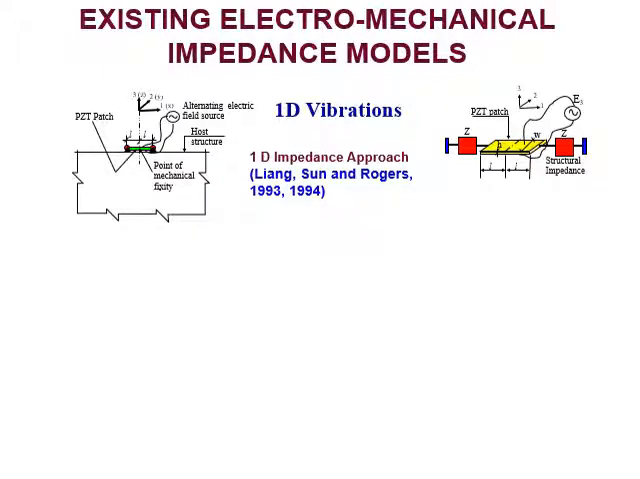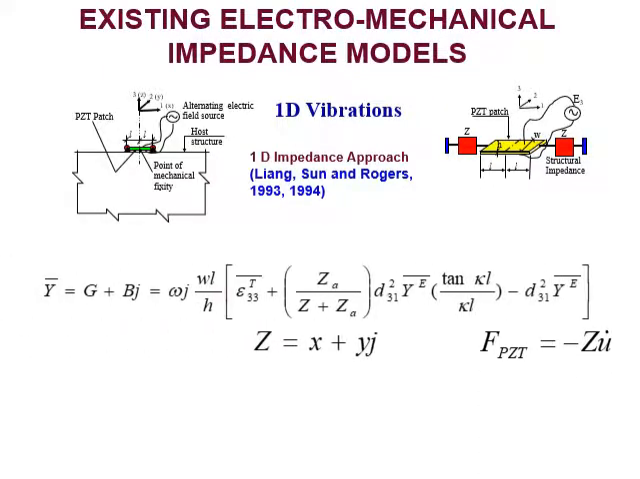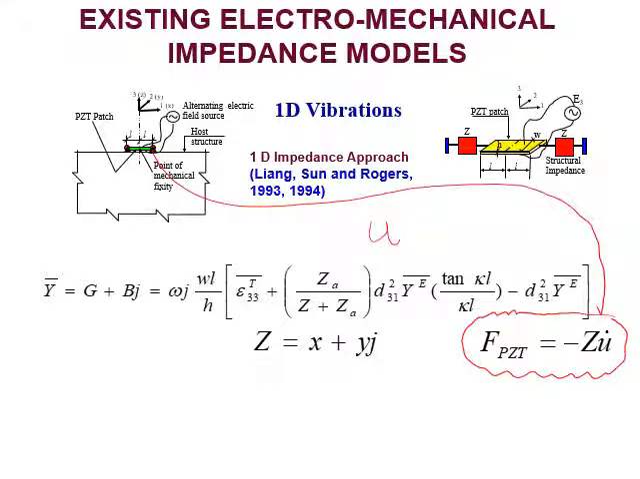We are now very much familiar with the 1D model, where we define the PZT and structural interaction by means of the impedance expression: the force in the PZT patch is minus Z times the velocity at the end of the PZT patch. This velocity we are measuring at the end of the PZT patch, and the velocity we measure in terms of the displacement. I hope that by now you are very much familiar with the mathematics part. Now we go ahead. What is the use of this equation, and how do we use it in conjunction with the experimental measurements?